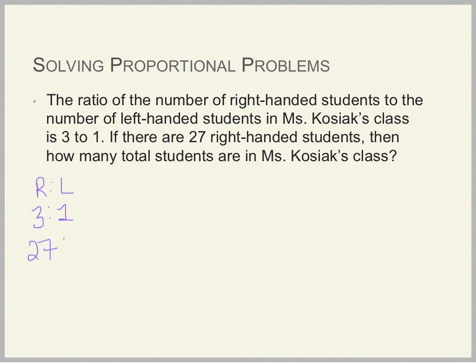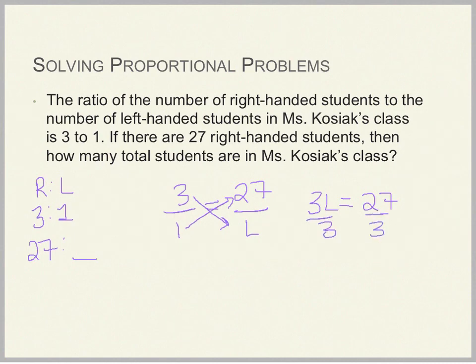Well, if we know then that there are 27 right-handed students, the question is first, how many left-handed students do we have? Well, looking at this ratio of 3 to 1, I could write that as 3 to 1 equals 27 to the number of left-handed students. I could use cross multiplication. 3 times L gives me 3L equals 1 times 27 or 27. Dividing both sides by 3 then, I recognize that the number of left-handed students is 9.